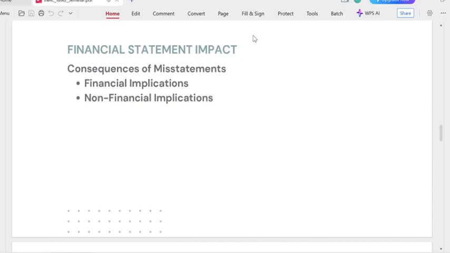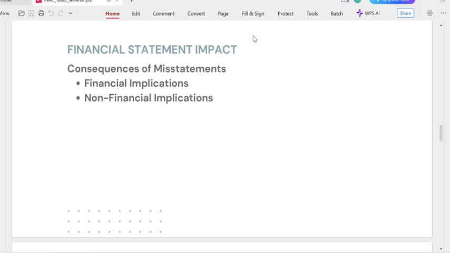Okay, so let's try to sum it up. What type of implications can you have on your income statement and balance sheet? You can have overstated sales, understated sales, overstated expenses, understated expenses, and the same can be done with assets and liabilities.